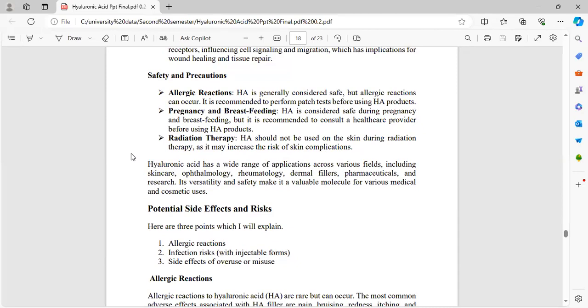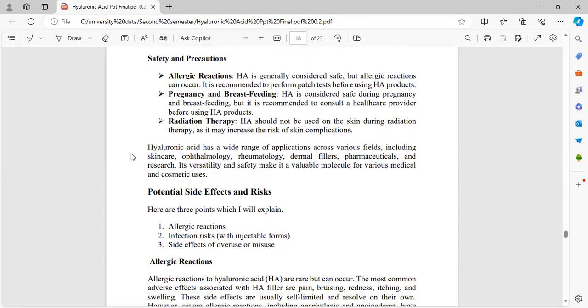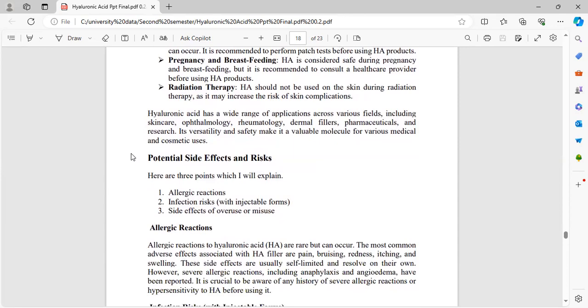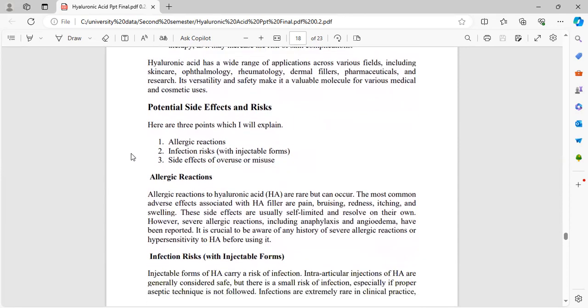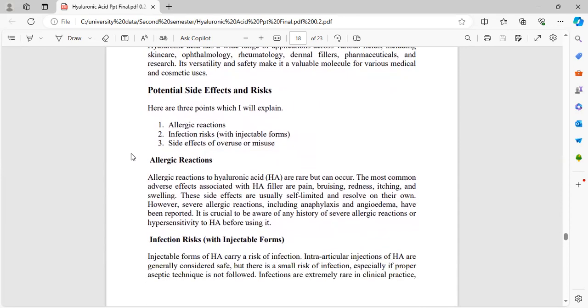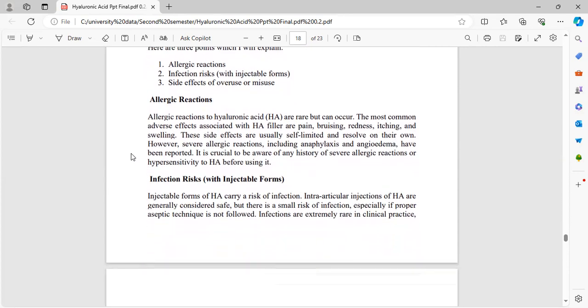Now I will explain to you about potential side effects and risks. Here are 3 points which I will explain. First one is allergic reaction. Second one is infection risk with injectable forms. Third one is side effects of overuse and misuse.